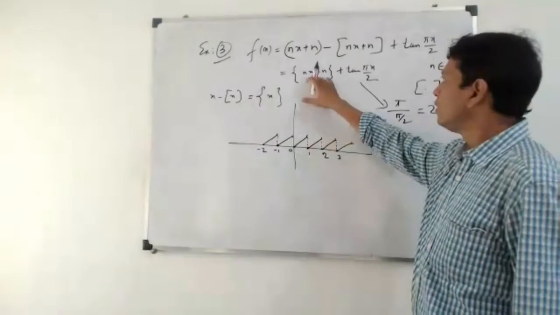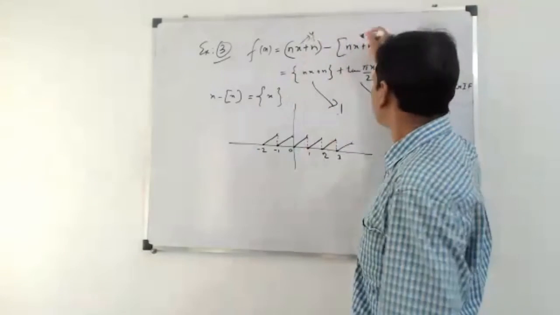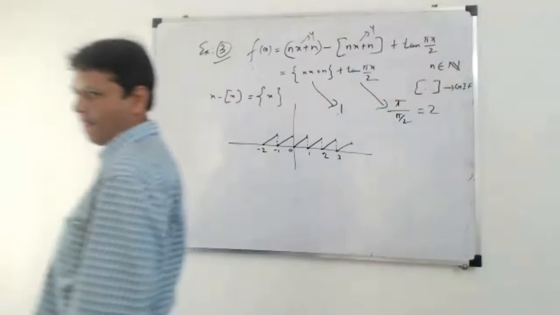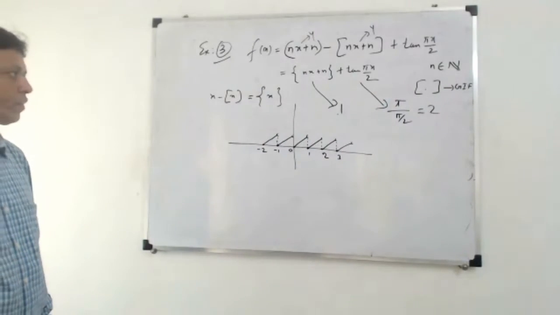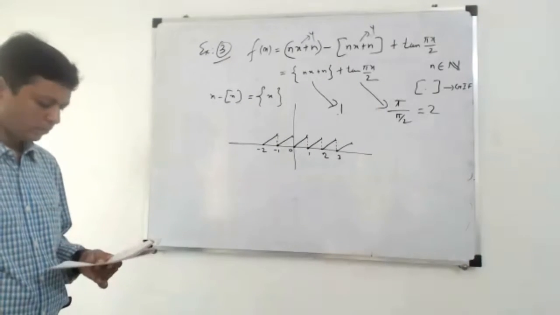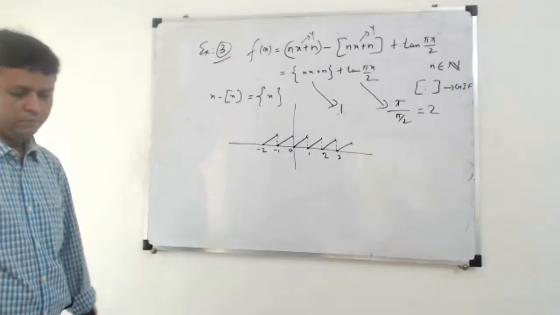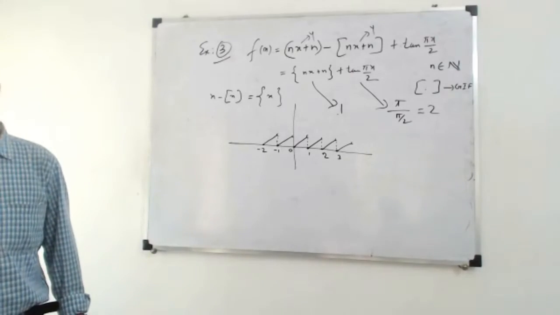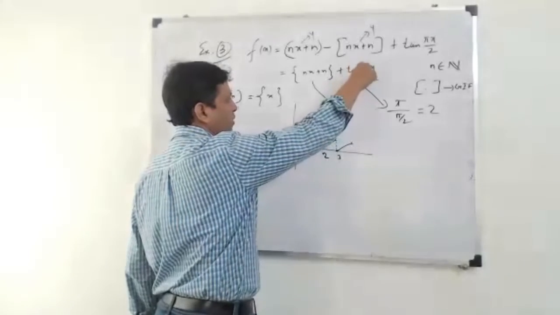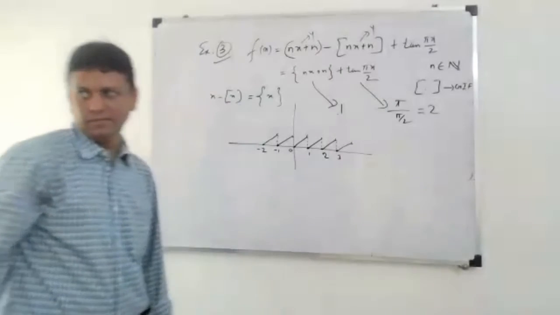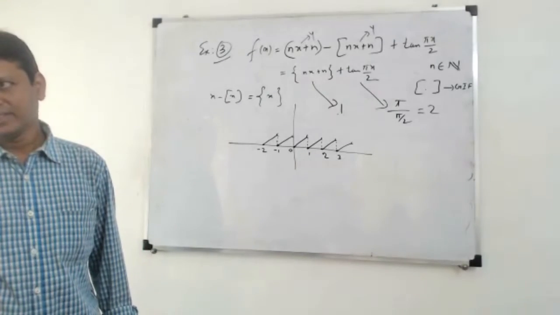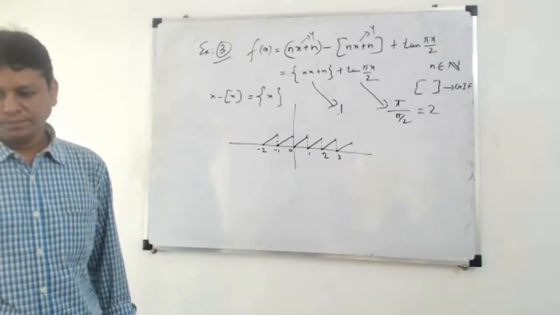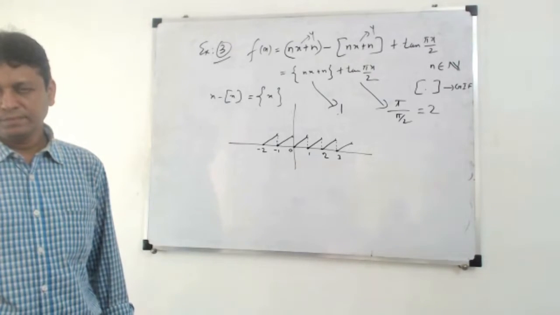This part: you see nx plus n is y. So this is your y. So what is your y minus box y? Fractional part of y. So I have written this. Pi, and you have a multiplication a is pi by 2. So T by a.